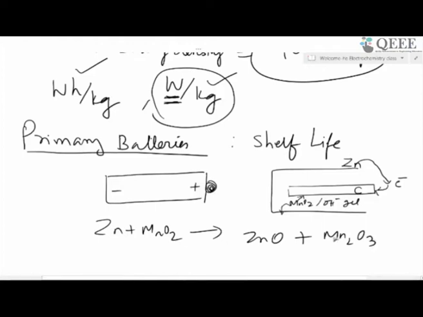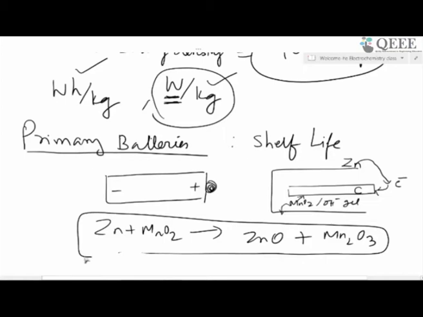I have not balanced that equation, but this is a chemical reaction because the electron is directly transferred from zinc to MnO2. If this happens, the amount of MnO2 and zinc available in the battery will decrease with time, and this is called self-discharge. That means without giving an electrical output, the battery is undergoing a discharge. The self-discharge has to be minimum, then only you can store the battery for a longer time.